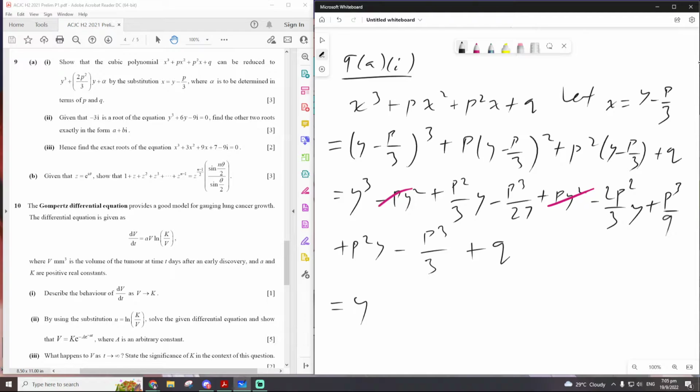So this is y cubed plus, if you get the p squared terms, you get the y terms rather, you will see that it's actually minus p squared over 3 plus p squared. So it's 2p squared over 3 y, minus 5p cubed over 27 plus q. Alright?